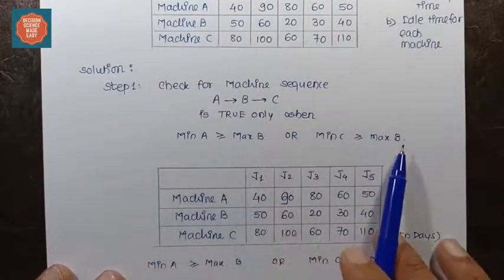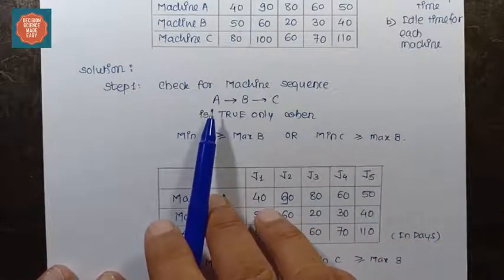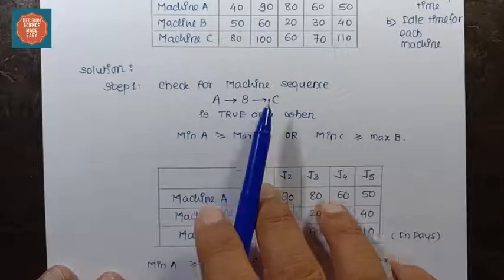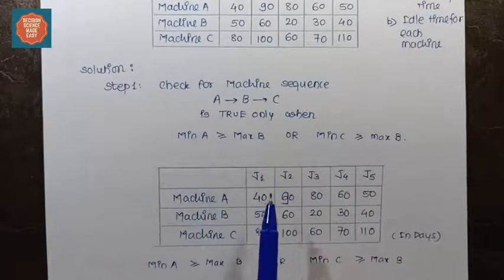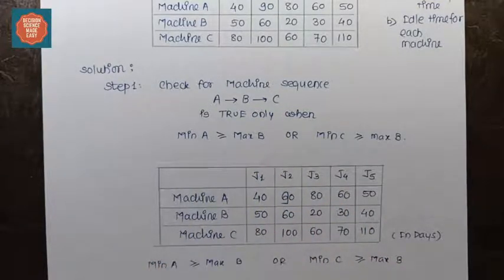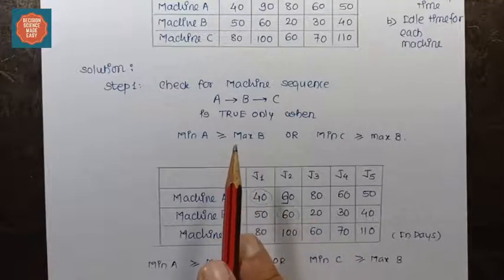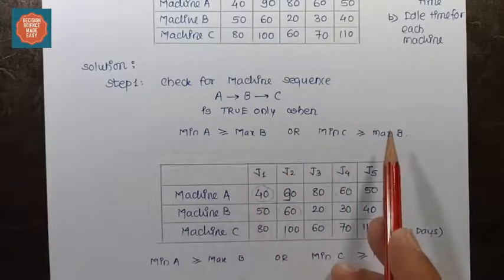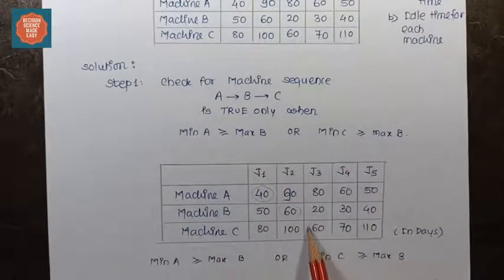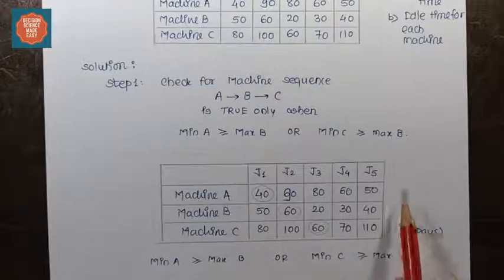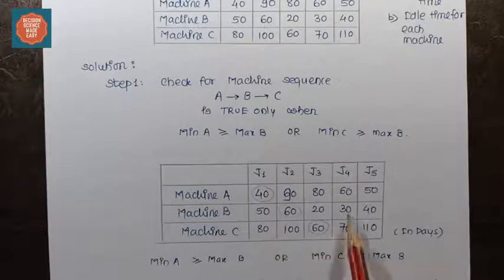This is the rule which decides the sequence of machines, like A followed by B followed by C. Minimum of A is 40, and maximum of B is 60. Is this condition true? No, this is not true. So let's see, minimum of C is 60 and maximum of B is 60. So yes, it is greater than or equal to B.